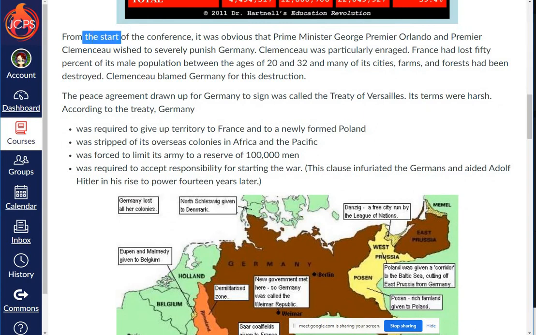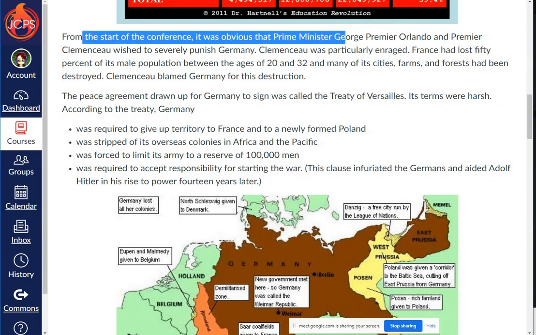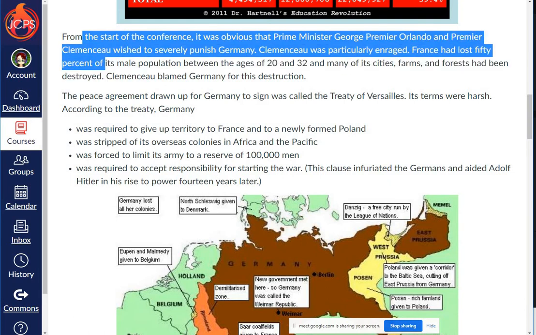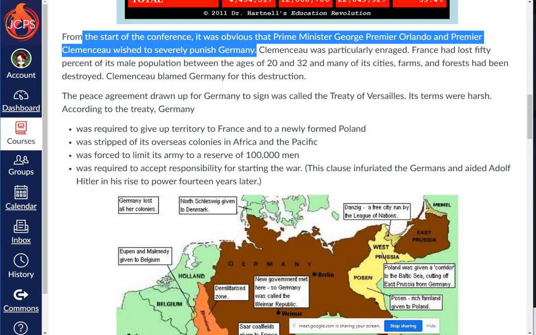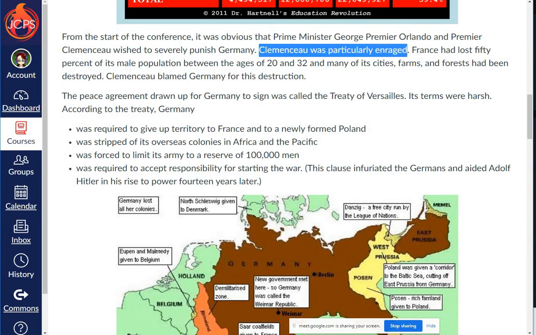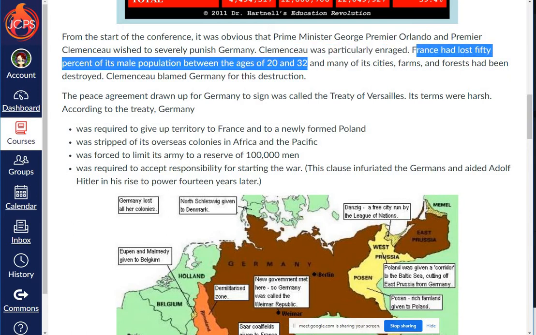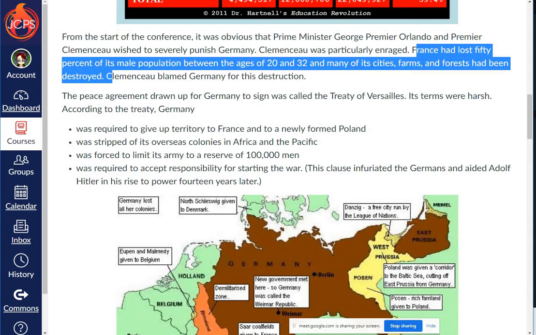All right. From the start of the conference, it was obvious that Prime Minister Lloyd George, Premier Orlando and Premier Clemenceau wished to severely punish Germany. Clemenceau was particularly enraged. France had lost 50% of its male population between the ages of 20 and 32, and many of its cities, farms, and forests had been destroyed. Clemenceau blamed Germany for this destruction.